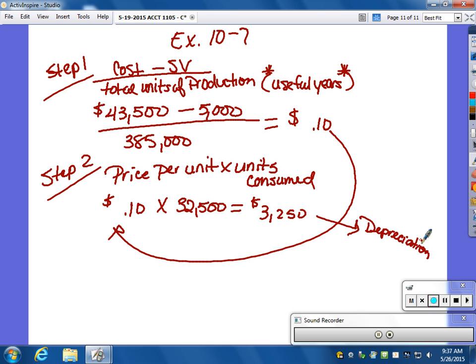So this is step 2 for the. Step two is to take your price per unit, which is the 10 cents, and multiply it by the units consumed, which is 32,500 units.